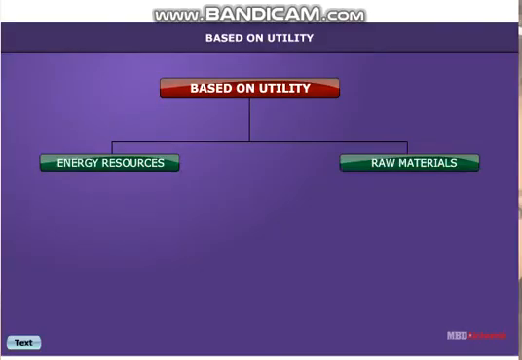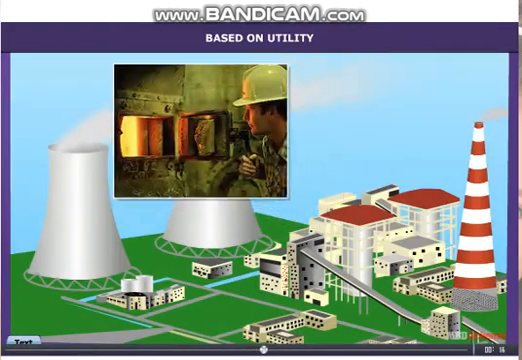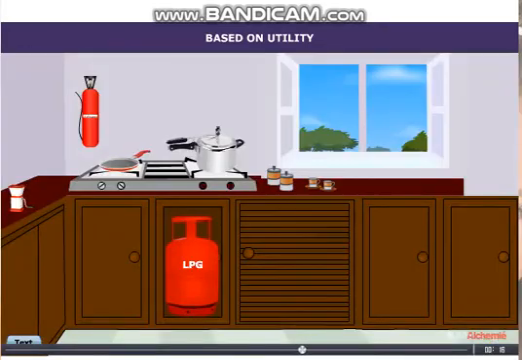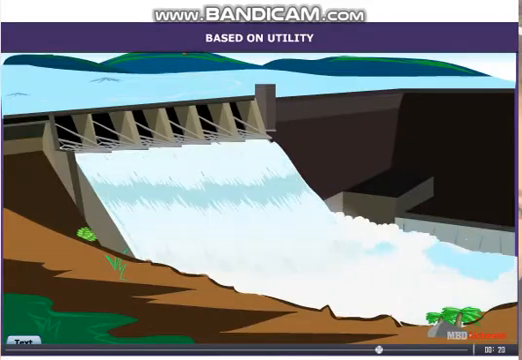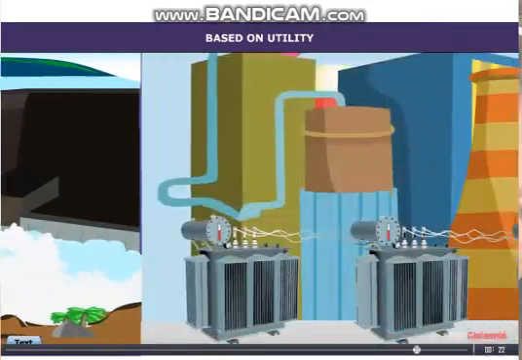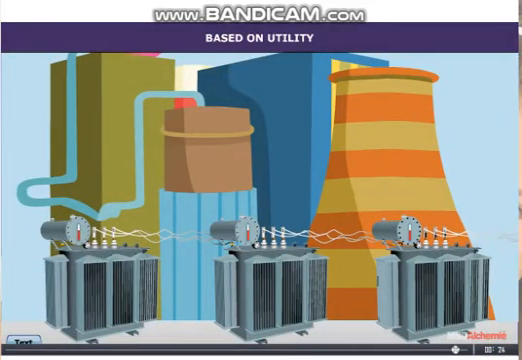Based on utility. Based on their use and utility, resources are classified into energy resources and raw materials. Energy resources. Coal, gas, petroleum, water power, and even certain minerals like uranium are used for generation of electricity or as fuels for transport vehicles.